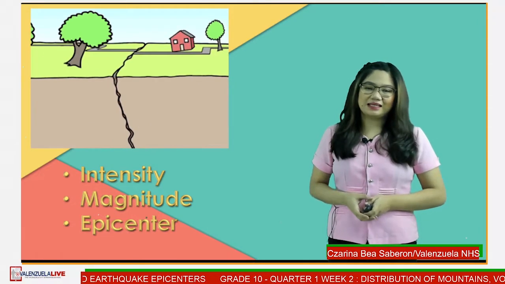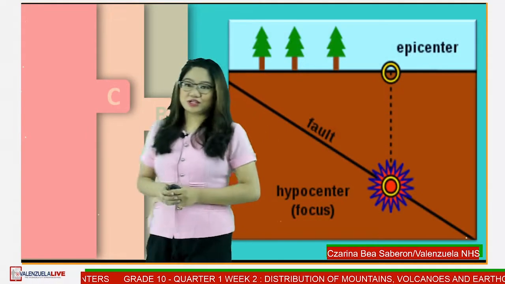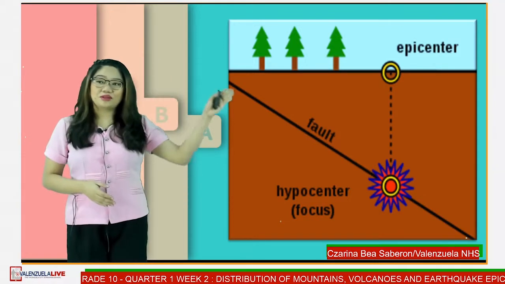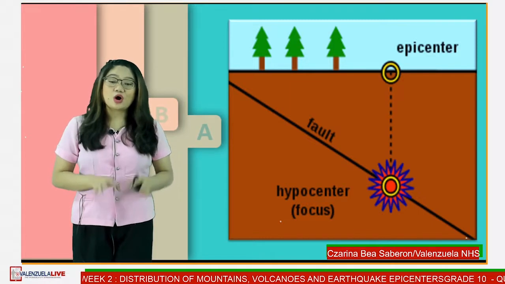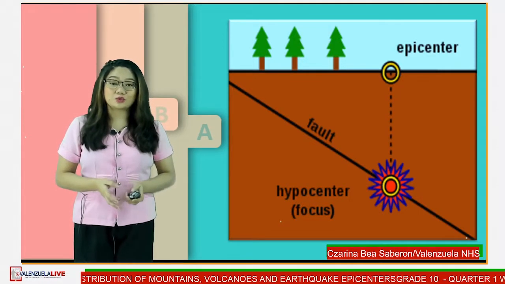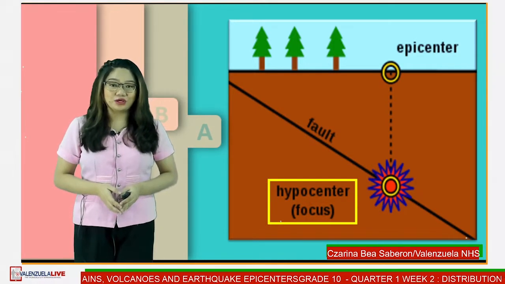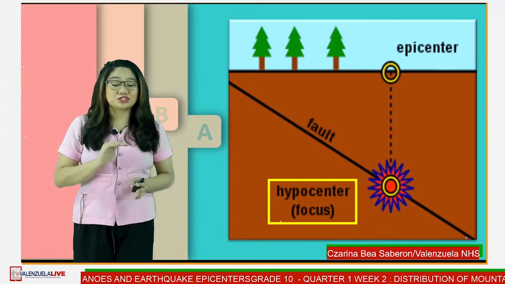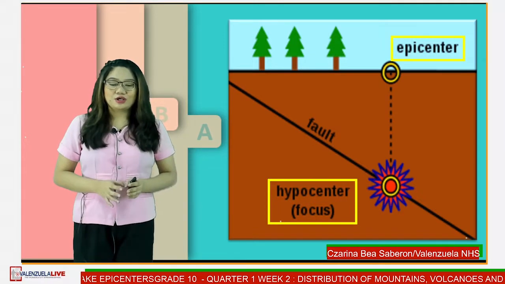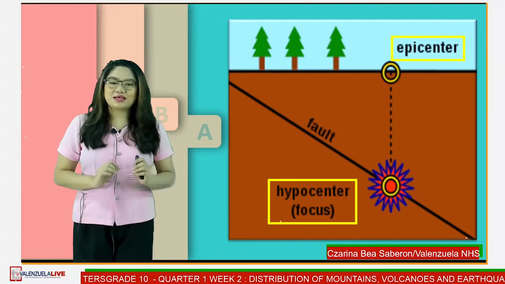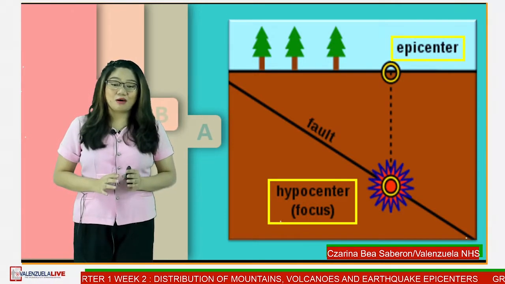So what exactly is an earthquake epicenter? In this illustration, you see the fault line or the fault plane. The location below the Earth's surface where the earthquake actually originates is what we call the hypocenter, also known as the focus. And the point just right above the focus is what we call the epicenter. The word epi means above, so the epicenter is located above the focus.